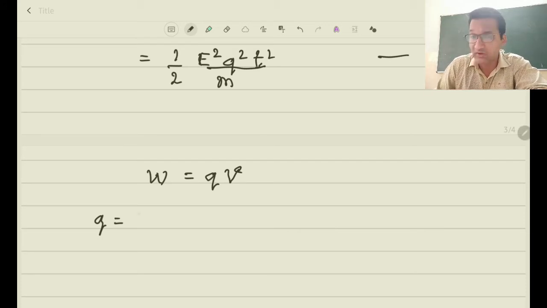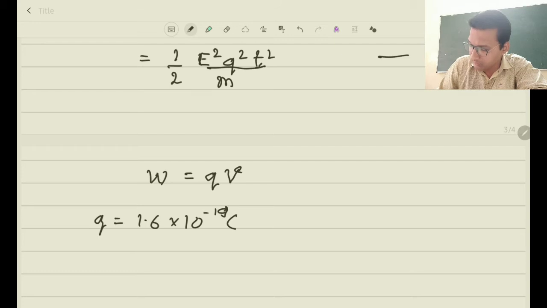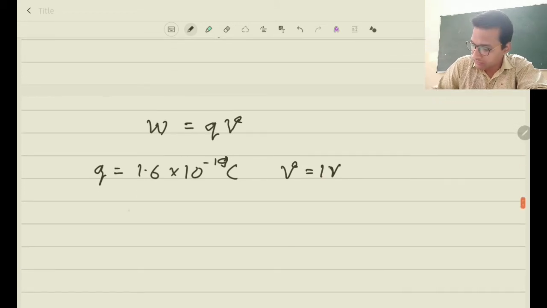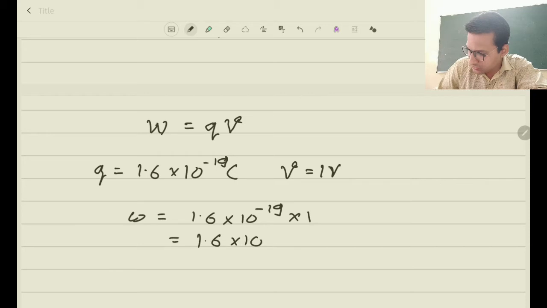Suppose the charge is 1 electron, that means the charge is 1.6 into 10 raised to minus 19 coulomb, and the potential difference let us consider to be only 1 volt. Then the work done will be 1.6, that is the charge, into 10 raised to minus 19 into 1. That means it will be 1.6 into 10 raised to minus 19 joules.